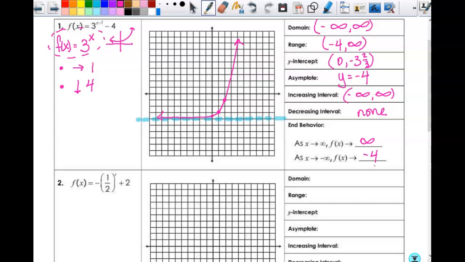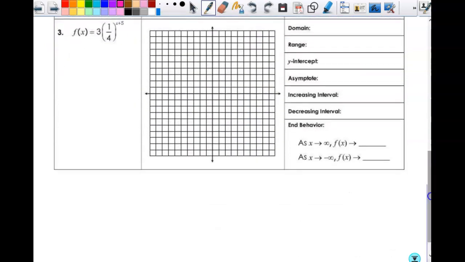What else you got? Any other questions? All right, let's jump down to number 3. So my parent function, f of x, is equal to 1/4 to the x power. This is exponential decay. All right. So then I look at my transformations.